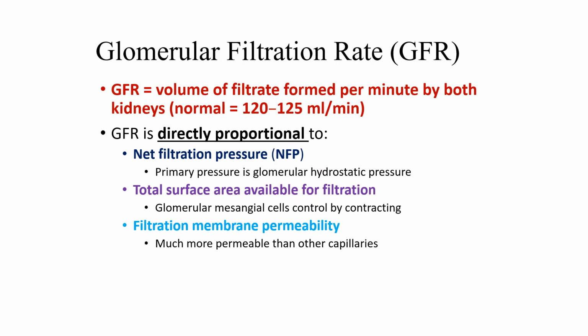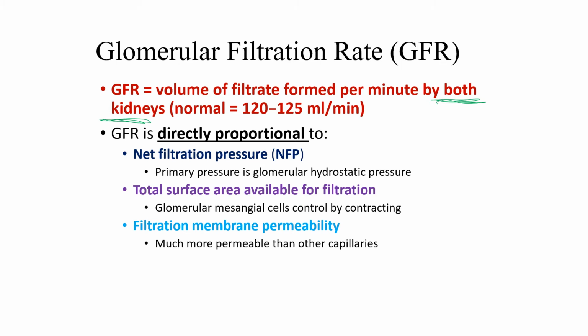The glomerular filtration rate is the volume of filtrate formed per minute by both kidneys. Please note that this is both kidneys, right? Both kidneys. And it's directly proportional to the net filtration rate, the total surface area available for filtration, and the filtration membrane permeability.